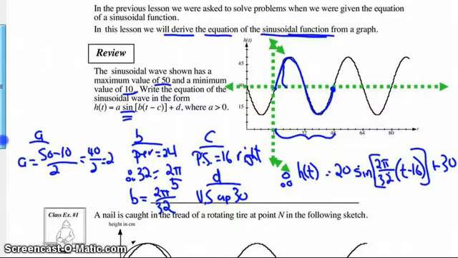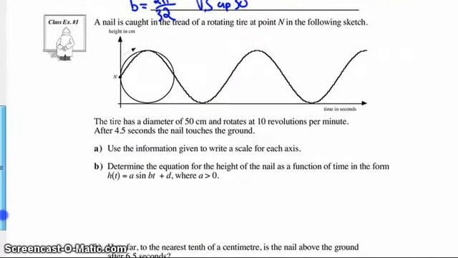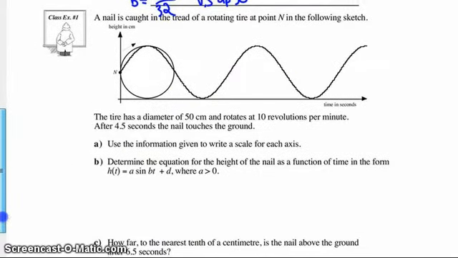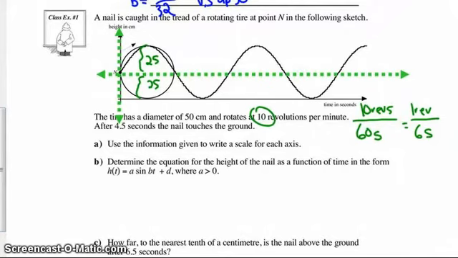So now we take what we know and we go to our nail question, example number 1. Again, read the question, the context of the question, and try to come up with the equation. As you start to play, notice I've made note of a few things whenever I'm given a question like this. Clearly the tire has a diameter of 50 centimeters. So if I draw the midline of the graph, it's going to have a peak of 50 and a low of 0. So we can start seeing there's an amplitude of 25.